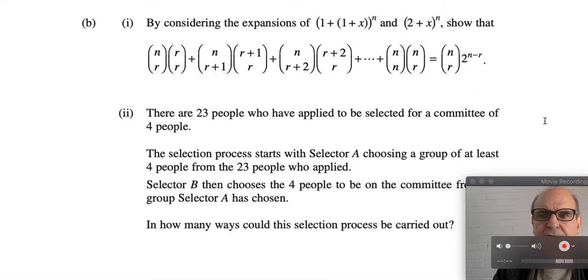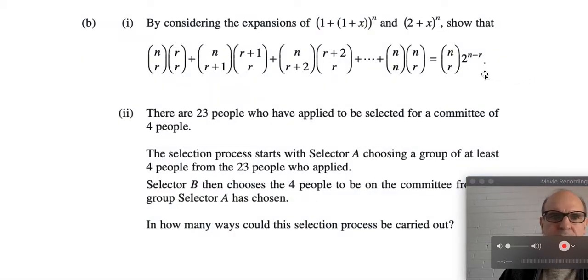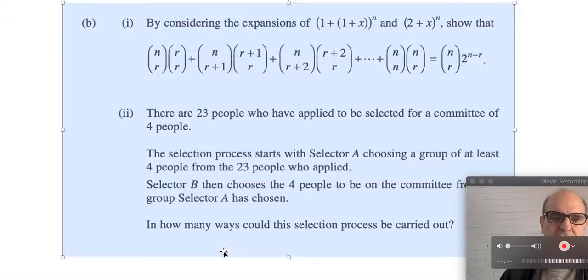In the previous video, we proved this identity, which was achieved by expanding this and expanding this, and as they are equal, we can put the coefficients of x to the power of r equal in both sides, and we end up with this identity.